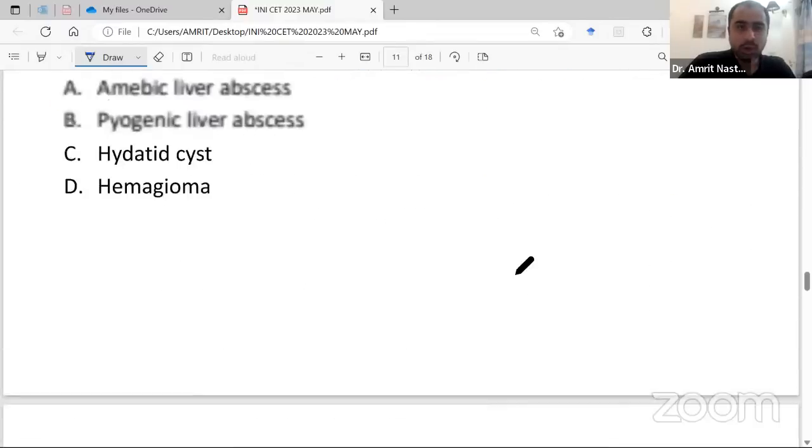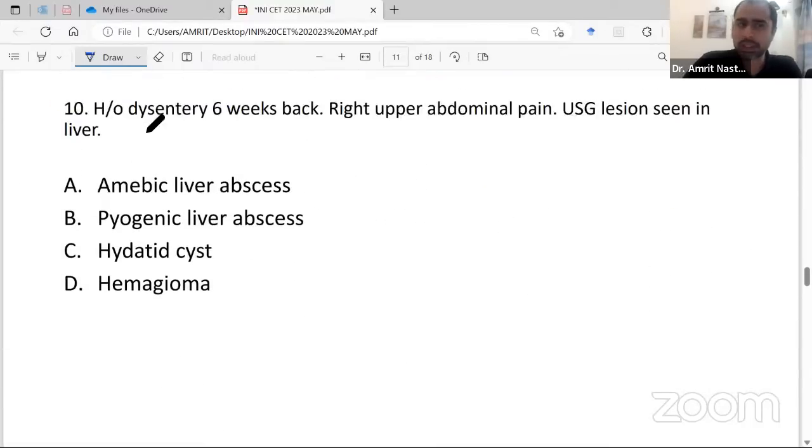Anyways, moving on. Straightforward question. Patient had bleeding in stools or dysentery 6 weeks back. Now he has right upper abdominal pain. They had given some USG description of some liver SOL. Okay. They have given some liver SOL and some description, hyperechoic, hypoechoic. So the answer there will be amoebic liver abscess. History of amoebiasis is this. Okay, it is not going to be anything else.